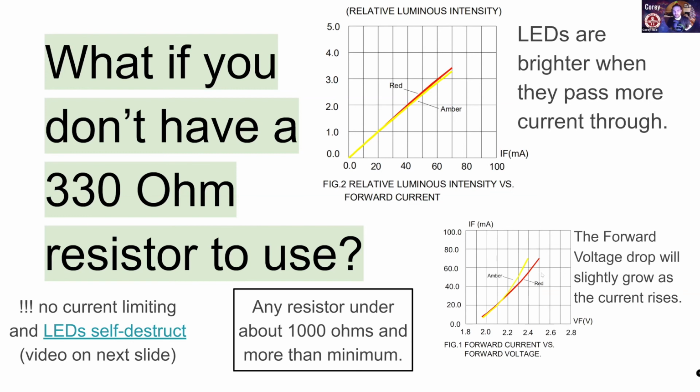And then also, as you get higher current passing, your forward voltage drops aren't completely fixed. They do move around, but basically any resistor you can find that's under 1,000 ohms is going to work well.